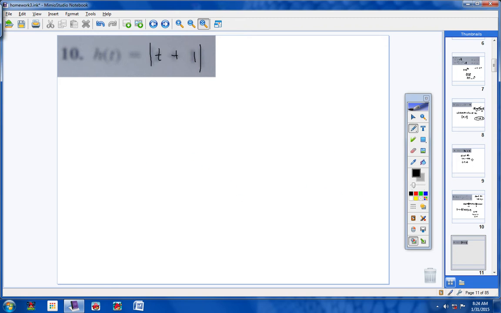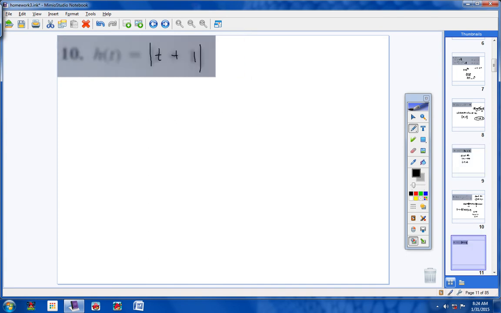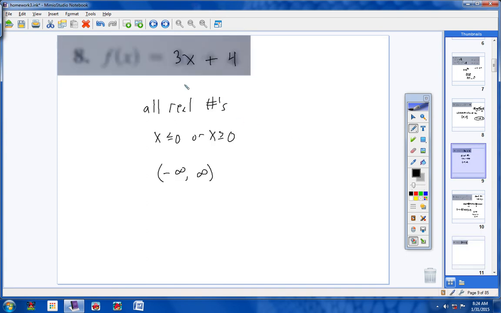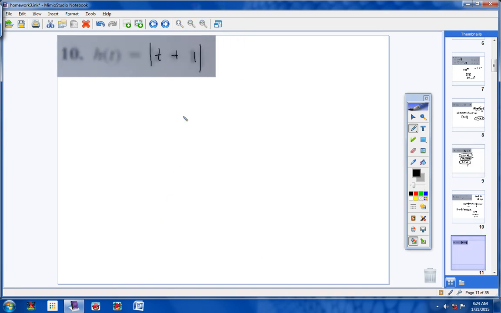So I'm not going to write all this out for you. I'm going to go back to here, and number 10 is the same as number 8. You can put all real numbers. And this here is pretty unorthodox. I don't think I've ever seen this, but if you want to use inequalities, that's fine. Interval notation, that's pretty standard to do it this way, or this way, okay? So number 10 is those answers right there.